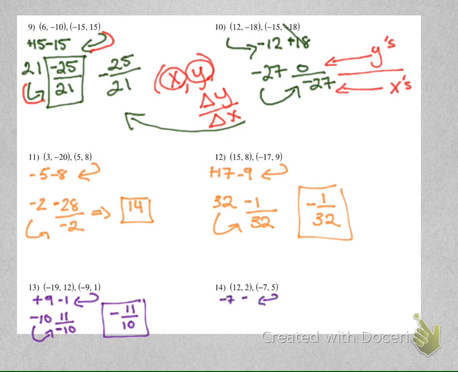We'll come over and do this one. Negative 7, 5. Change signs. Combine. 19. And 2 and a negative 5 is negative 3. Bring it under. 19. So this would be a negative 3/19.